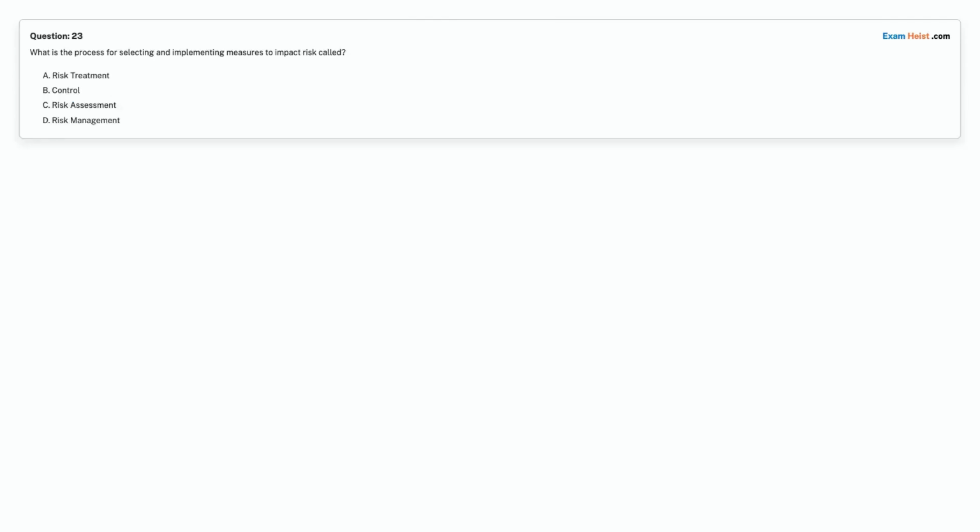Question 23. What is the process for selecting and implementing measures to impact risk called? Option A. Risk treatment. Option B. Control. Option C. Risk assessment. Option D. Risk management. Choose the correct answer.